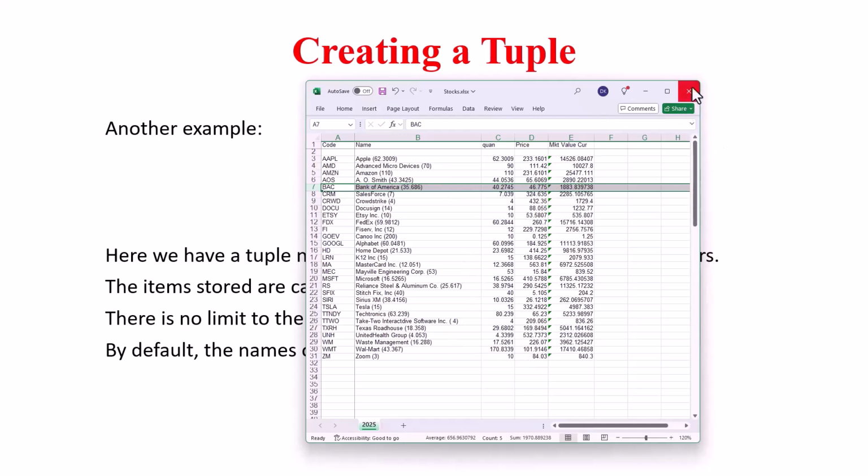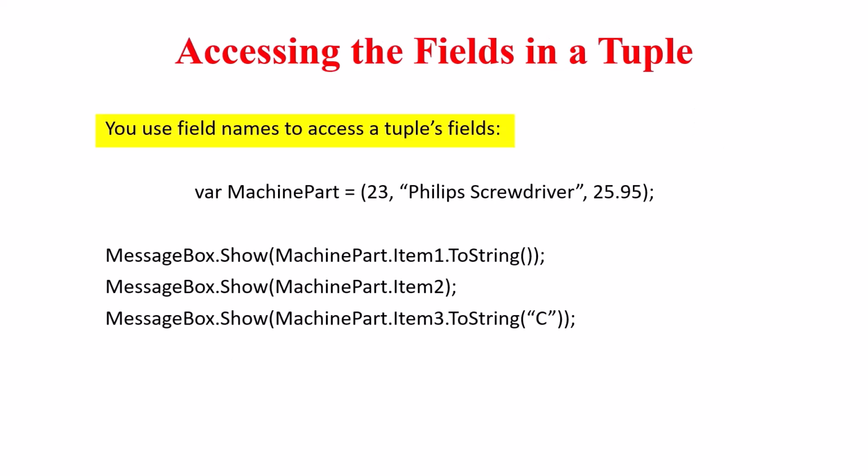It's nothing else. You use the field names to access a tuple's fields. For example, var machinePart = (23, "Phillips screwdriver", 25.95). If we want to get at this data, we could use MessageBox to show those little pieces that are in there. MessageBox.Show(machinePart.Item1.ToString()). It knows to go to the first piece here. machinePart.Item2, it's a string, so we're just going to grab it. We don't need to do anything about it. And 25.95 is MessageBox.Show(machinePart.Item3.ToString("C")), with a C in there.